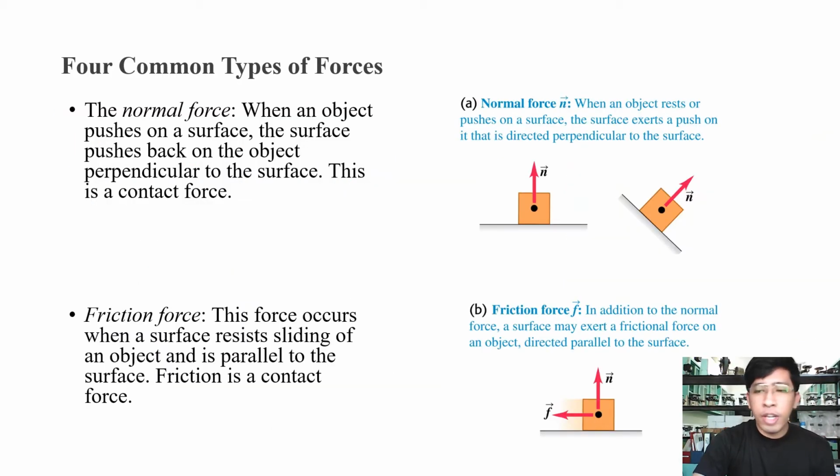Now we have four common types of forces. These are your normal force, your friction force, and you also have your gravitational force, and then your tension force. The first type of force is your normal force.